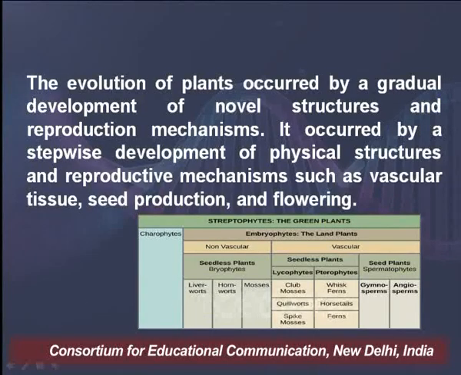In this diagram, as we move from charophytes towards embryophytes, first non-vascular plants developed and then the vascular plants originated. The evolution of seed was also gradual. Initially, there were seedless plants and then seed plants gradually started developing, represented by gymnosperms and angiosperms. So, let us talk about the origin of vascular tissues.